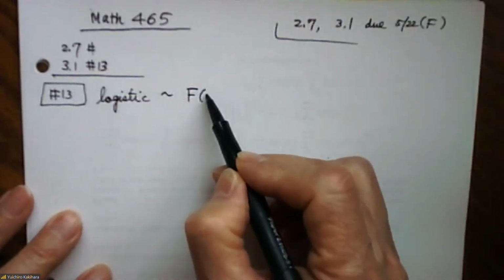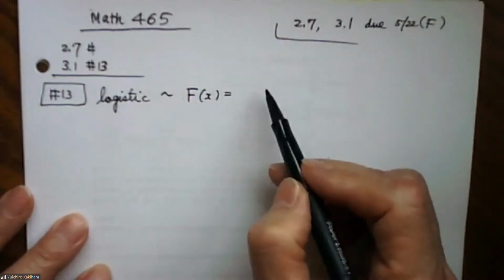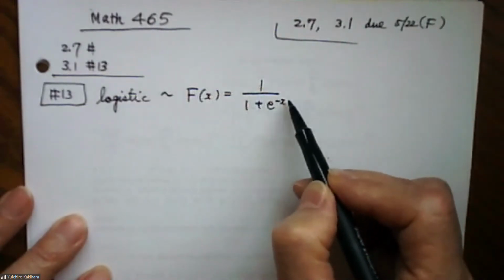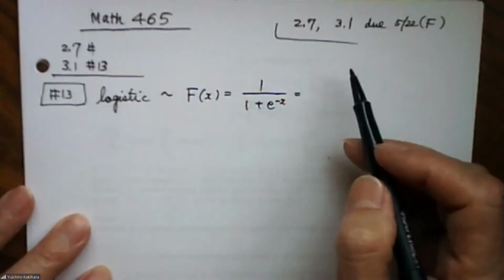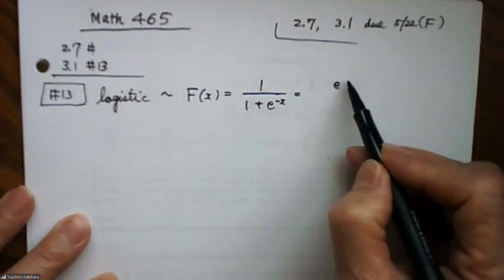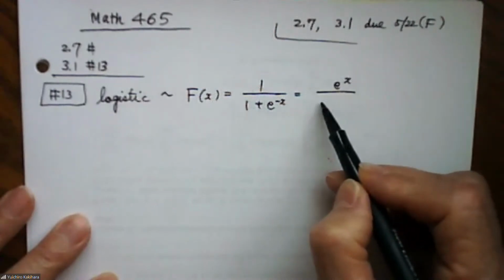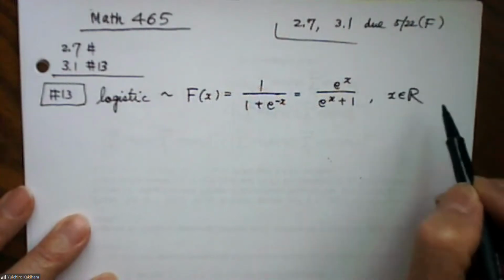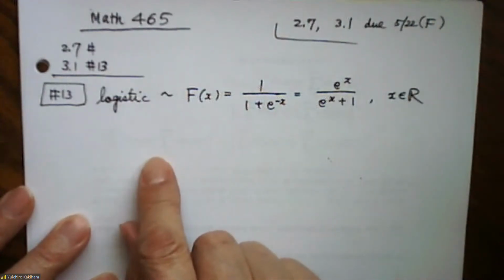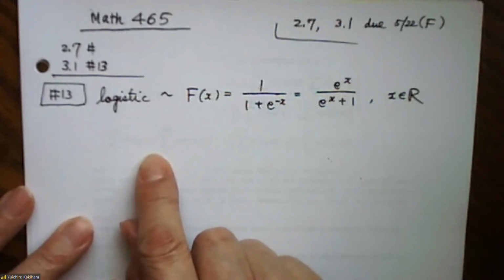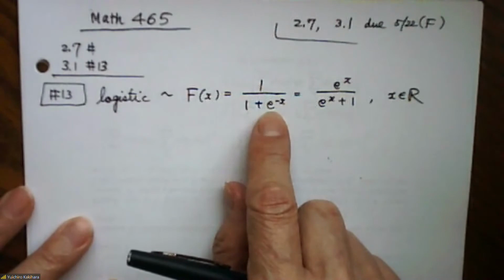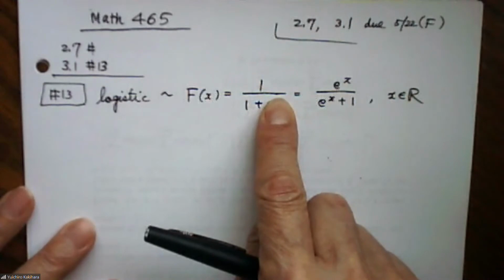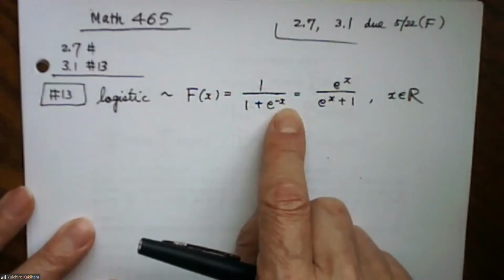The cumulative distribution function is given as 1 over 1 plus e to the negative x. Well, this is the same as writing e to the x over e to the x plus 1. Either way, x is anything. As you can see, when x goes to infinity, e to the negative x goes to 0, so this is disappearing. So 1 over 1 is 1.